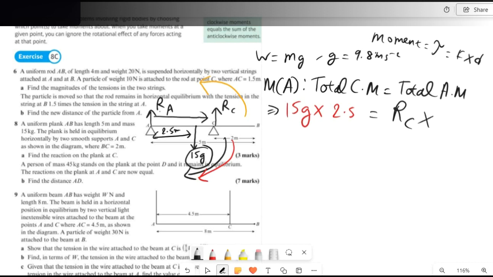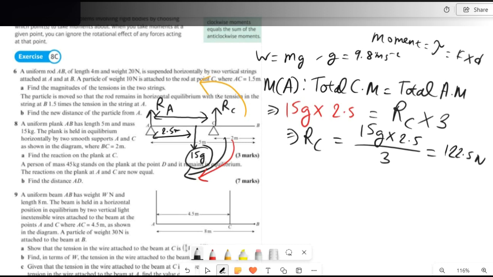So this is equal to RC, which is the force, multiplied by the perpendicular distance, which is the distance from A to C, and that is 3 because the whole plank is 5 meters. And since CB is 2 meters, AC is 3 meters. So rearranging for RC, RC is equal to 15g multiplied by 2.5 divided by 3. And putting g equal to 9.8, we get 122.5 newtons as the value for RC, or the normal reaction at C.